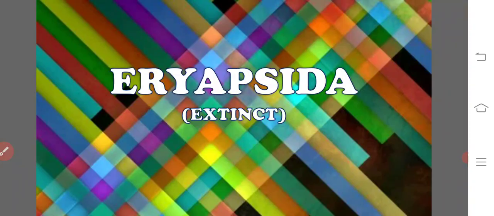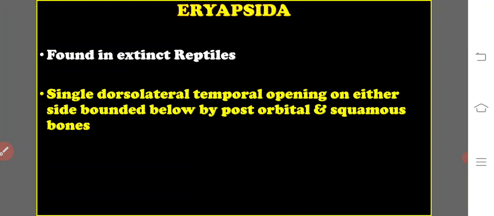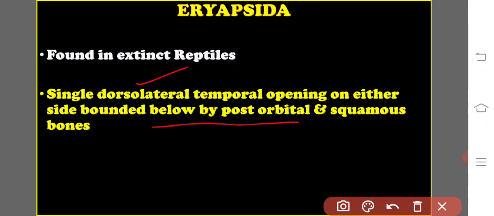Coming to the second one, the Euryapsida type of skull. It was seen in extinct reptiles. The Euryapsida type of skull is found in extinct reptiles. The Euryapsida skull has a single dorsolateral temporal opening on either side, bounded below by the postorbital and the squamosal bones. There is a single dorsolateral temporal opening on either side, one on each side.